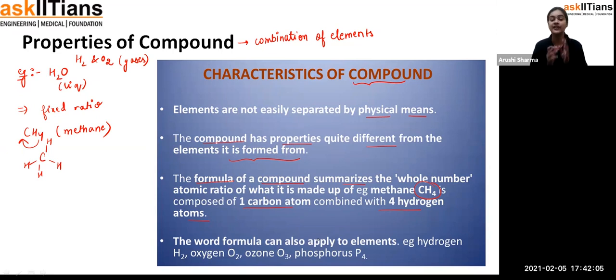We have found out that elements are not separated by physical means. Will you be able to separate oxygen and hydrogen from water with your hands? Exactly, no. By using physical processes, we can't separate them out. Hydrogen and oxygen are gases, but when they combine to form water, water is a liquid. So definitely, student, properties change. Gases and liquids do not have the same properties. So these are all the properties of a compound.